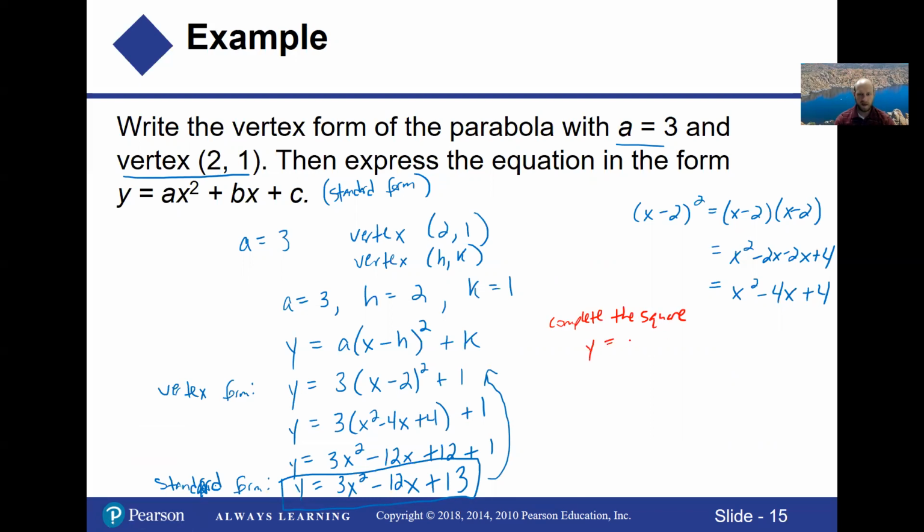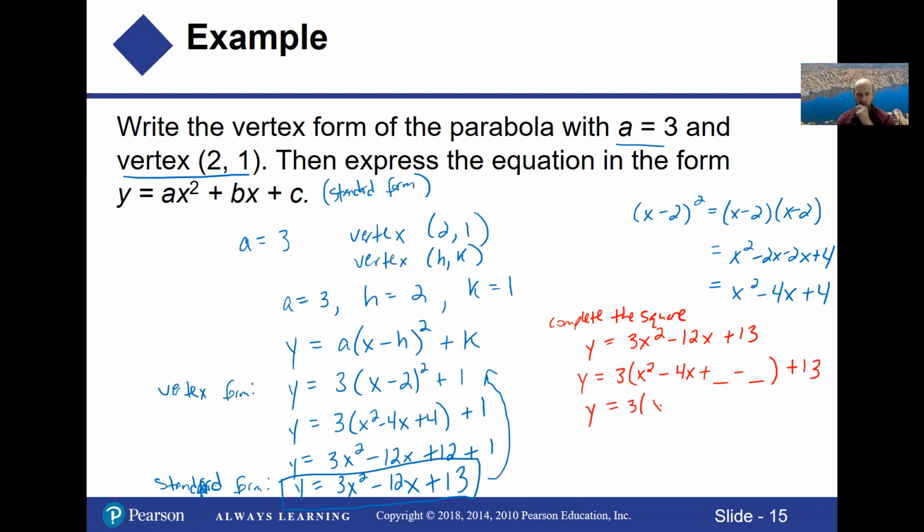So I would be going backwards. I would be working with this standard form. And I notice that a is not equal to 1. It's equal to 3. So what I need to do here is factor out a 3 from these first two terms. So I factor out a 3 and I get x squared minus, well, factoring out a 3 from 12 would be 4x there. And then I would need to add something on the inside and subtract something. And I have that plus 13 on the outside.